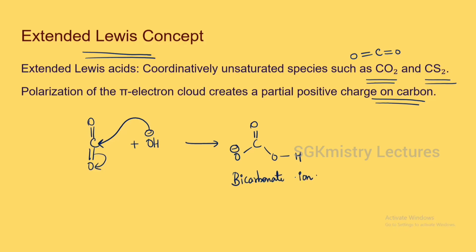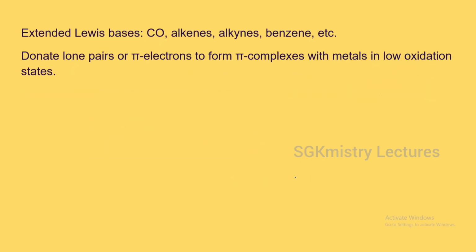Now, when I'm talking about the extended Lewis bases, it can be species like carbon monoxide or the unsaturated hydrocarbons. So it can be alkenes, alkynes, benzene, such unsaturated hydrocarbons. Why do we consider them as Lewis bases? Mainly because of the donation of the lone pair, or these hydrocarbons form pi complexes with the metals when the metals are in their low oxidation states. Again, when I'm talking about the Lewis base, it shows dual characters of the donors as well as the acceptors.